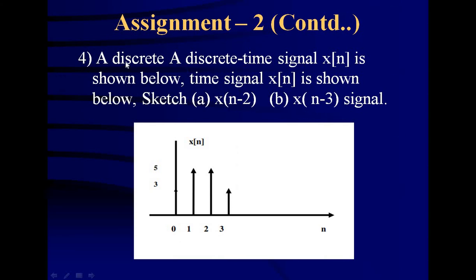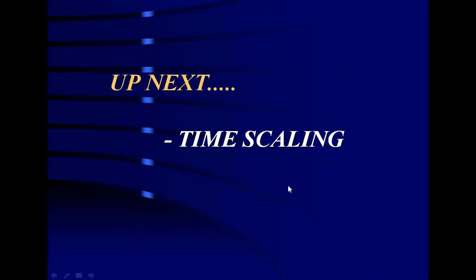Your fourth question for this particular assignment is, a discrete time signal x of n is shown below. So this you call x of n. From this particular reference signal x of n, you will have to sketch two different signals, x of n minus 2 and x of n minus 3. This is simply as I have shown you in the example. So learn the example once again and complete the assignment before the stipulated time period.